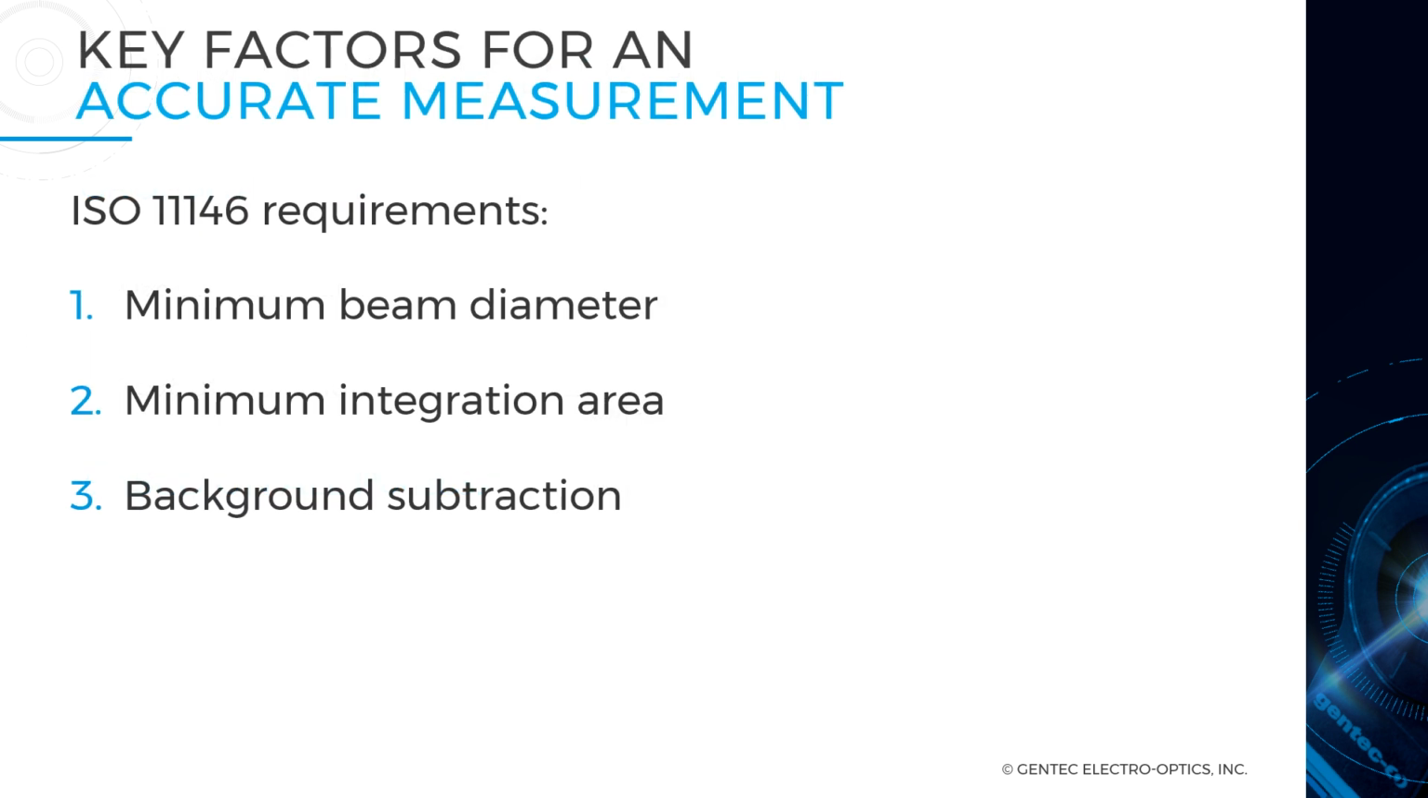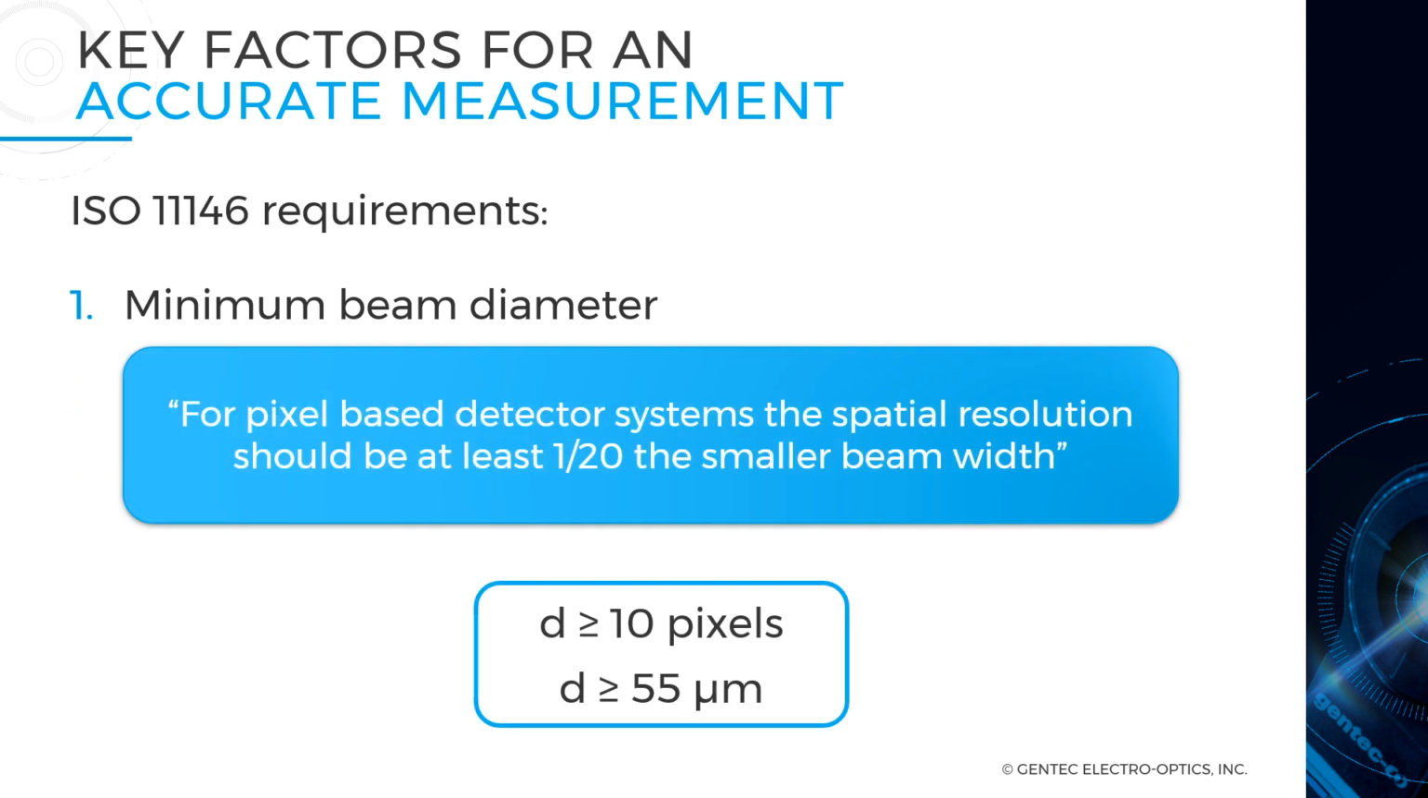To make the most accurate beam diameter measurements, there are 3 factors to consider, each detailed in the ISO standard. First thing to consider is minimum beam diameter. You have to make sure that there are at least 10 pixels inside your beam's diameter. And this is why most of our profilers have a specified minimum beam diameter to work with of 55 microns.